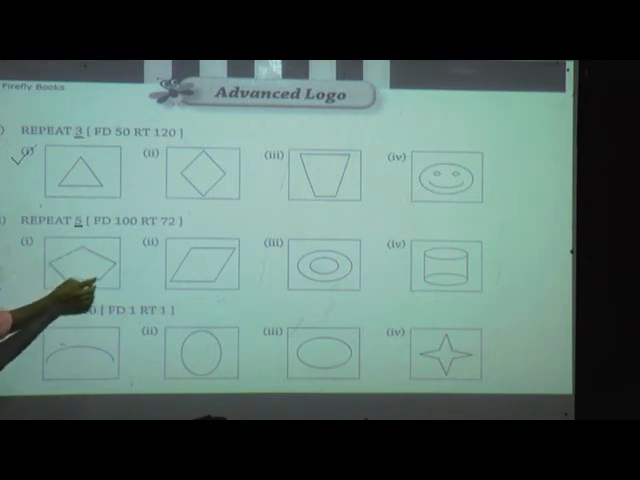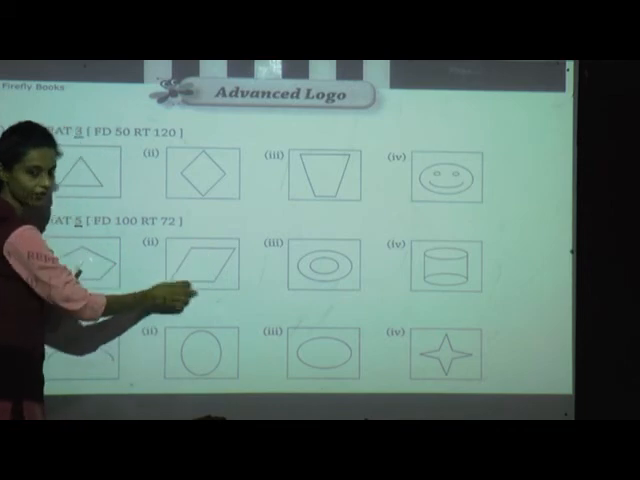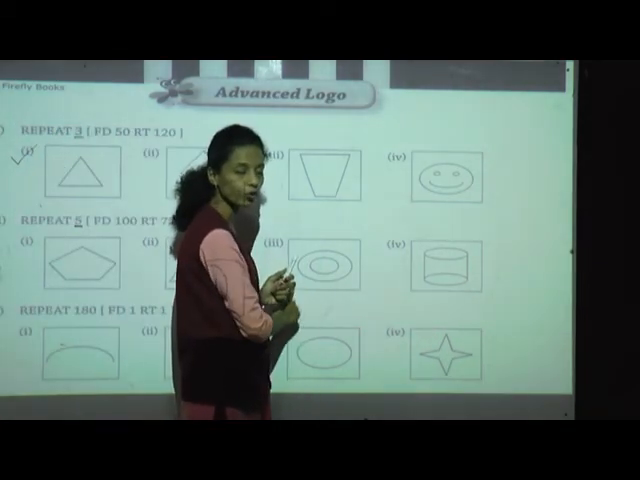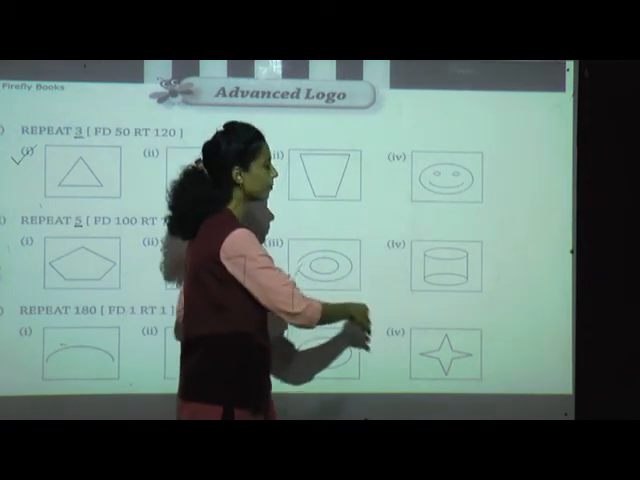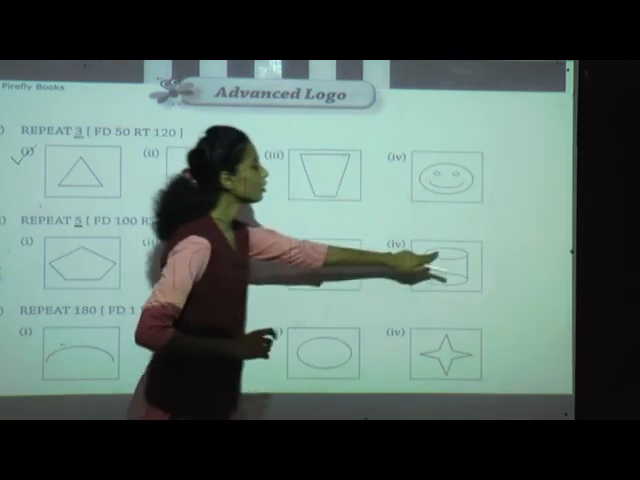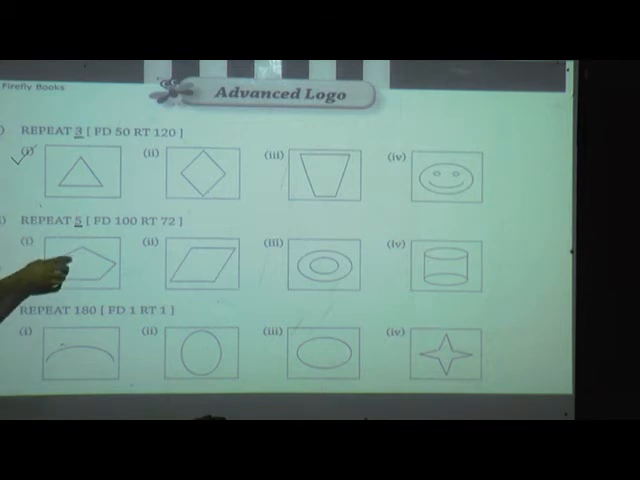1 2 3 4 5. This figure has 5 sides. 1 2 3 4. It has 4 sides. It is a circle only. For a circle we have to write 360 degrees, and it has only 2 sides and then 2 circles. Then this output will not come here. Then which figure has 5 sides? This first one. Then the output will come like this.